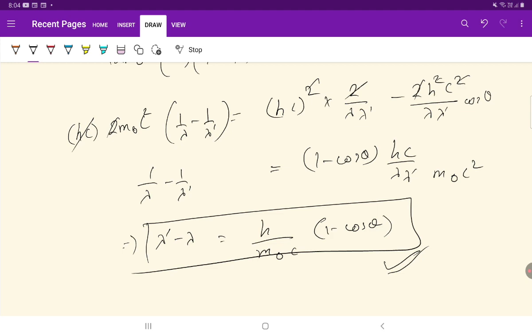So this is a direct result which can be asked in JEE Advanced, and they may ask you to find the fractional change in lambda, that is (lambda dash minus lambda) by lambda into 100. It will be the percent change.